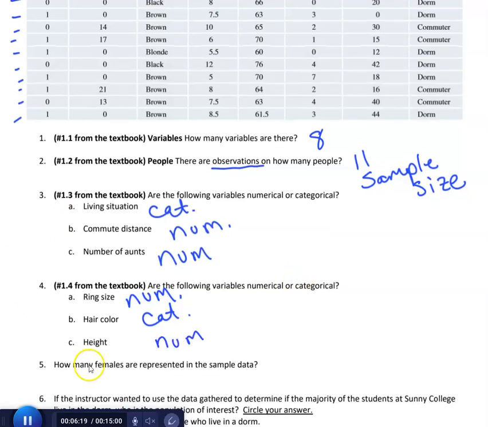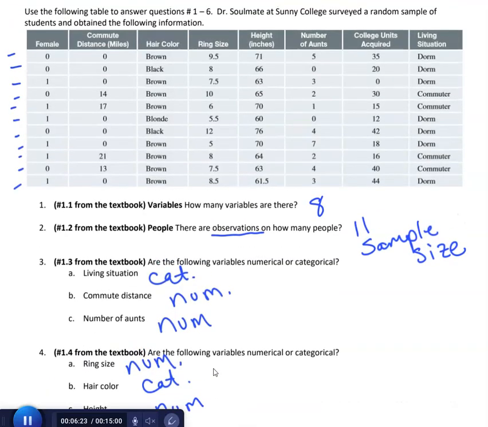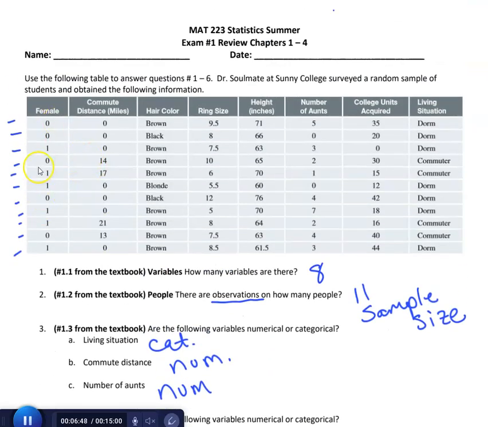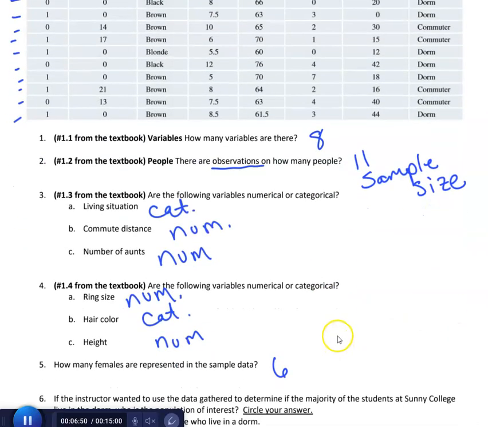And then the last thing in this question, they said how many females are represented in the sample data. This data is coded so that you are either a 1 or a 0 depending on whether you're a female or you're not a female. So if you were a female, you were coded as a 1. If you were not a female, you were coded as a 0. So if we count up how many 1s there are, 1, 2, 3, 4, 5, it looks like there's 6 1s. So I would say there were 6 females represented. So just make sure you're clear on how to read that coded data.